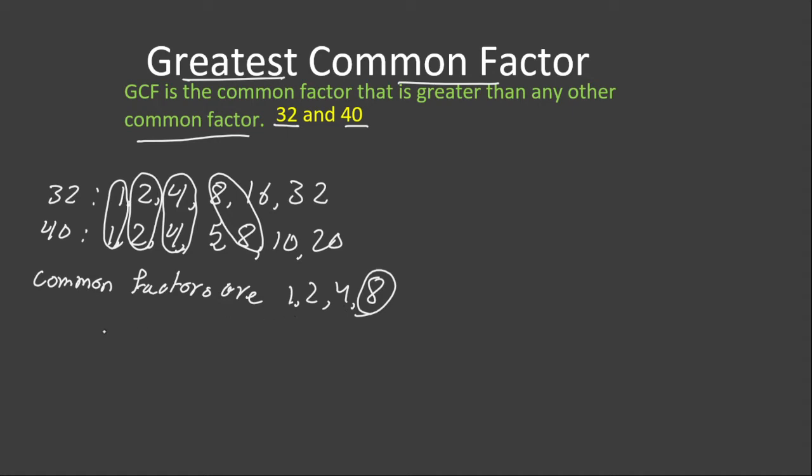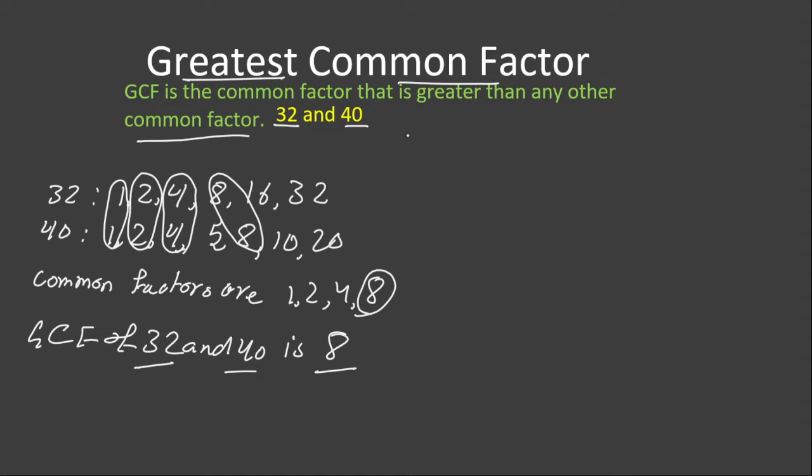So we can then write that GCF of the two numbers, GCF of 32 and 40 is 8. Means the greatest common factor of 32 and 40 is 8.